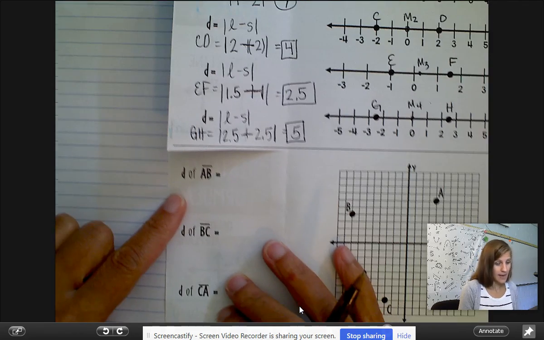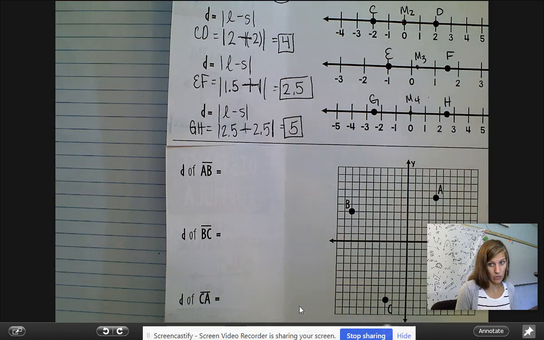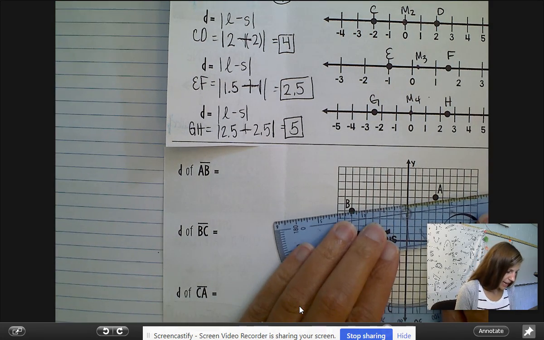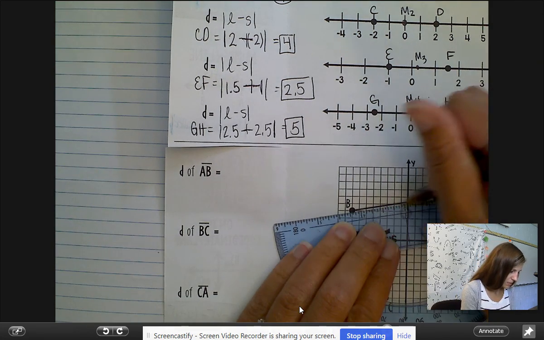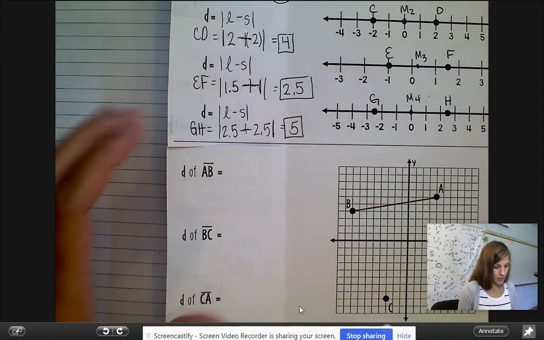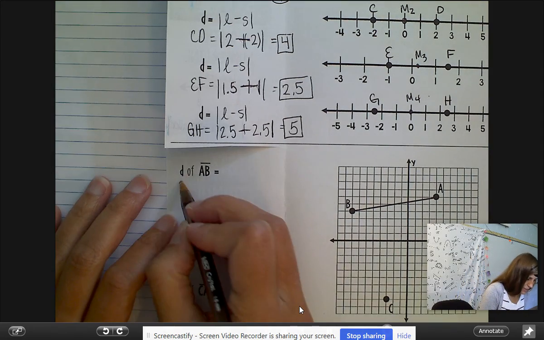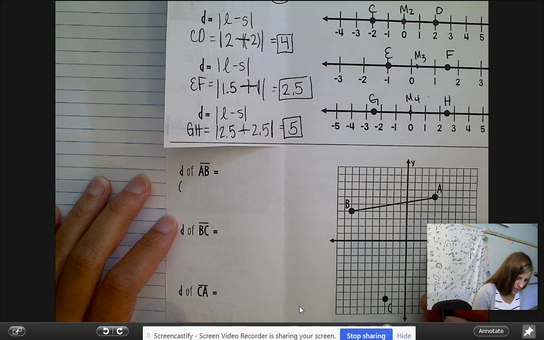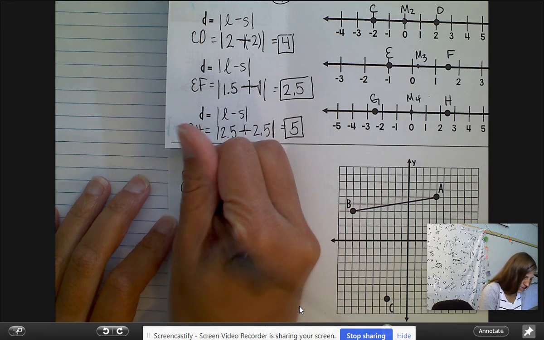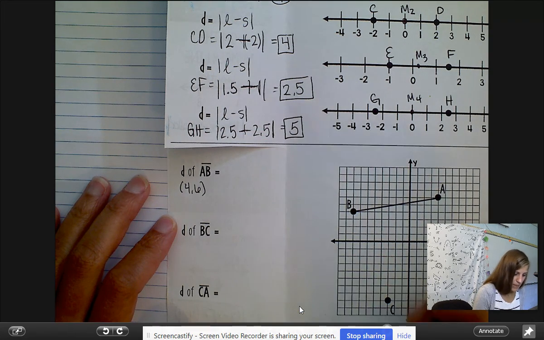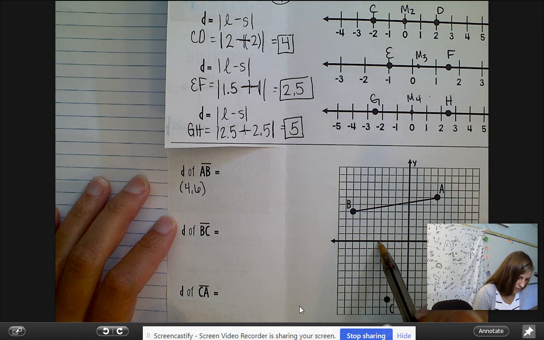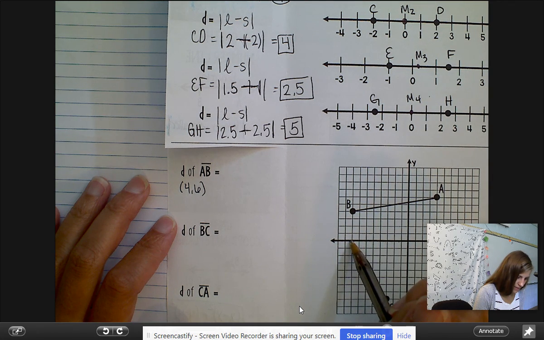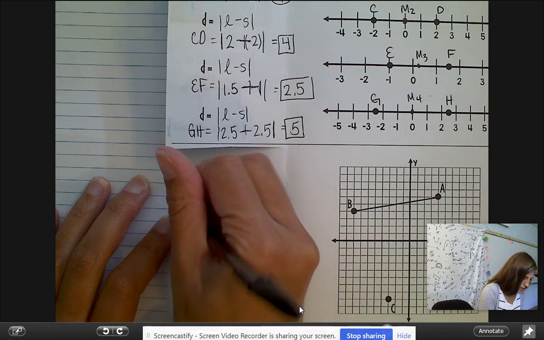So if I want to find the distance of AB, I first want to draw it. So I'm going to draw in my line. And I can use my formula. So the point A, I have to find it out in space, is at 1, 2, 3, 4, 1, 2, 3, 4, 5, 6. So it's at (4, 6). Point B is at (-8, 4).